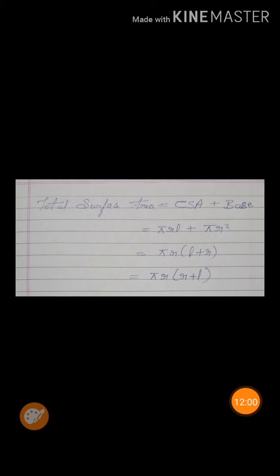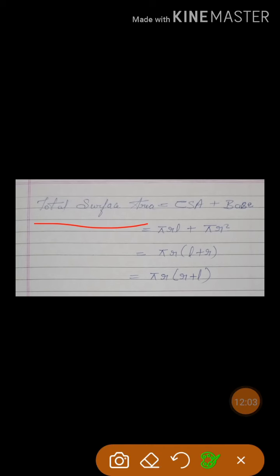What will be the total surface area of the cone? The total surface area of the cone will be equal to the curved surface area that we already have found, and at the base we shall also add, because we are finding the total surface area. So the base is also there. We are adding the base here, and we know that the base is just a flat circle. So in place of base area we shall write pi r square. So CSA is pi r L and base is pi r square.